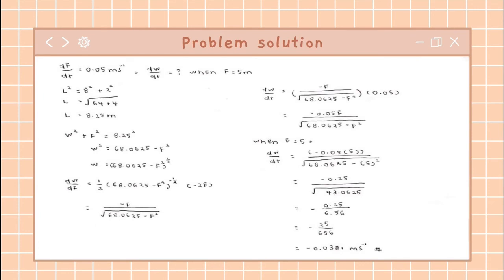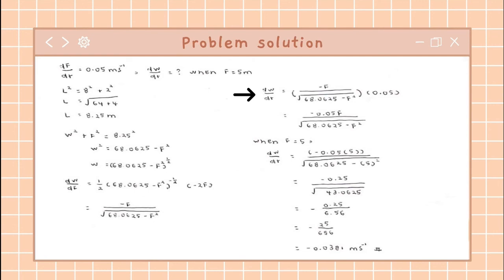Substitute all the values known into the Pythagoras theorem formula and we will get w equals 68.0625 minus f squared, to the power of half. Next, differentiate w and we will get negative f over the square root of 68.0625 minus f squared. In order to get dw/dt, we need to multiply the value of dw/df with df/dt.